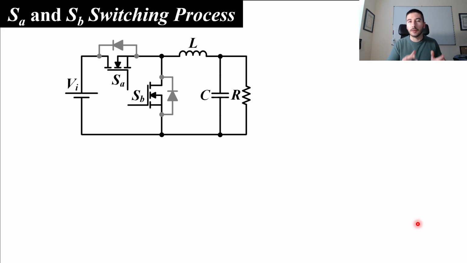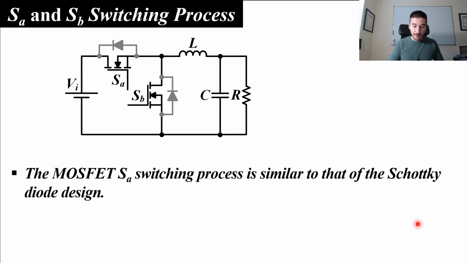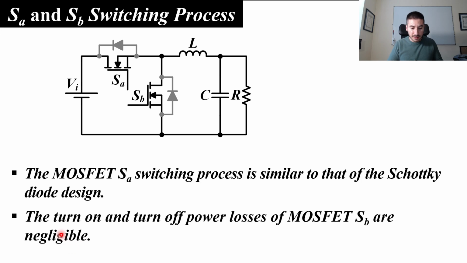Hi, let's talk about the switching process in our synchronous buck converter. What we want to do is to validate a couple of ideas that we have introduced in previous videos. The first one is that we want to demonstrate that the switching process of MOSFET SA is similar to that of the design with the Schottky diode. And the second idea is that the turn on and the turn off process of MOSFET SV doesn't lead to a remarkable power consumption. In other words, the switching losses of MOSFET SV are negligible.